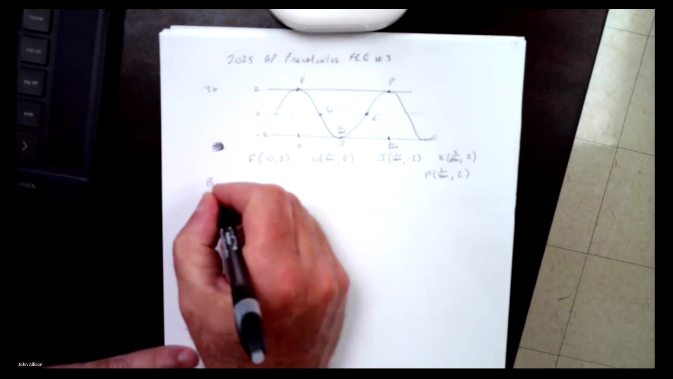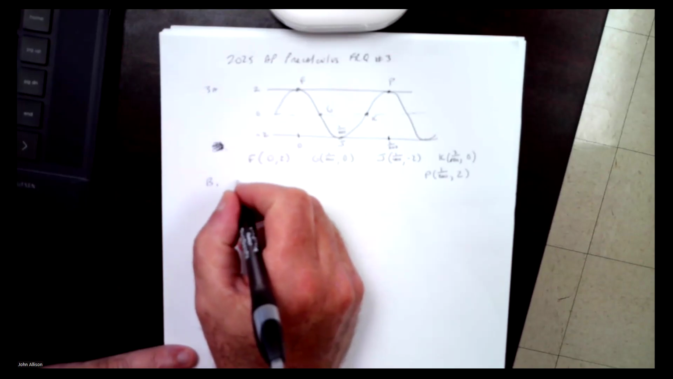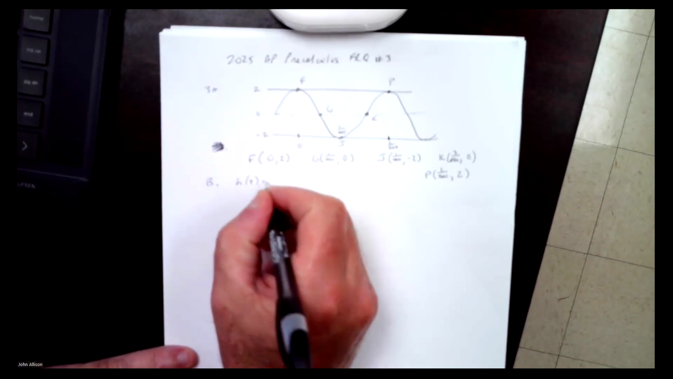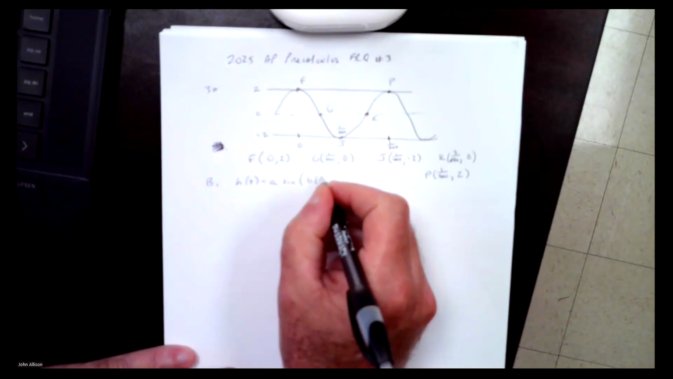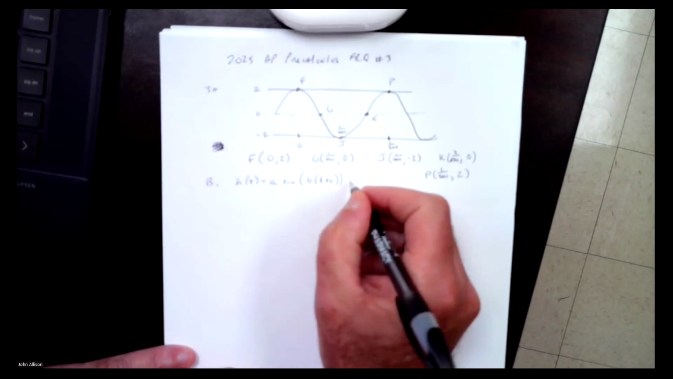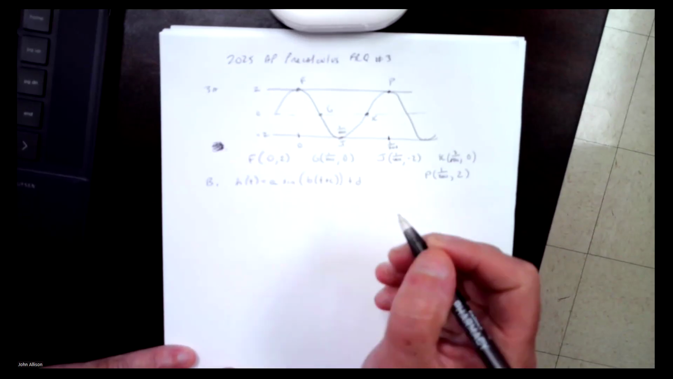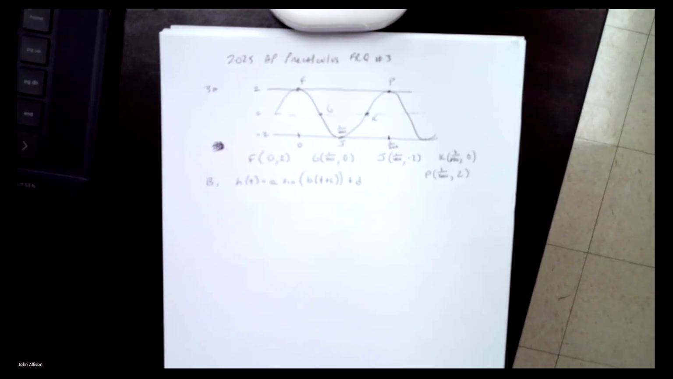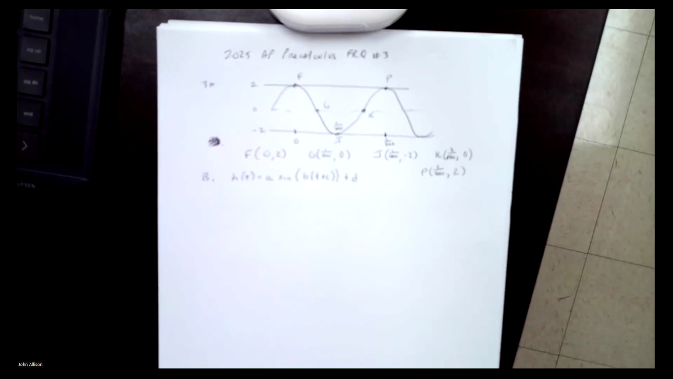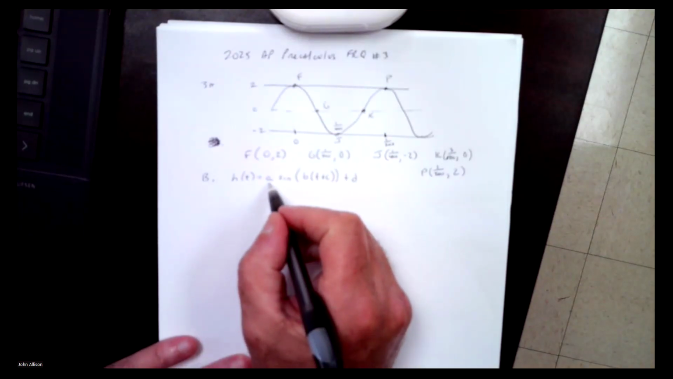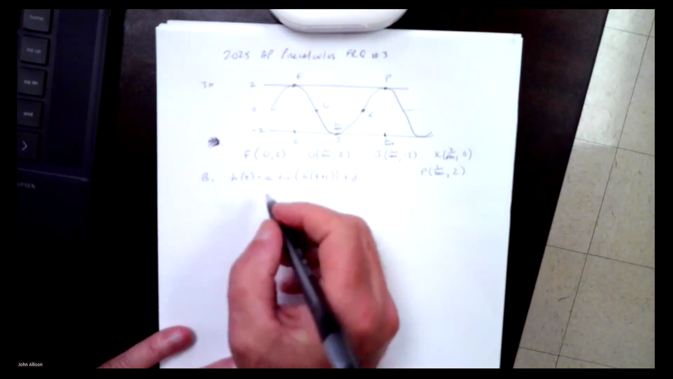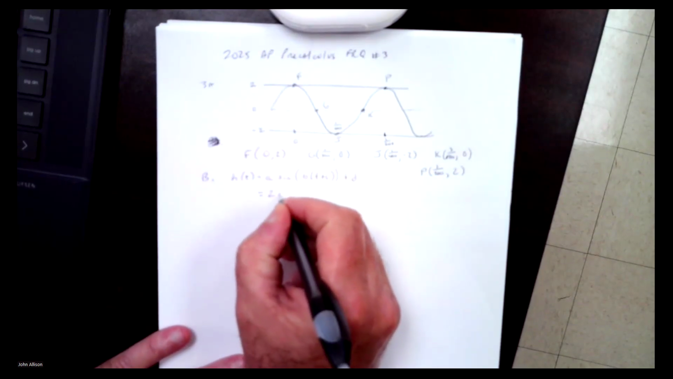So part B: the function can be modeled by h of t equals a sine b of t plus c plus d. Notice they did not start with cosine, even though our first point was its highest point on the curve. We need to find A, B, C, and D with no calculator, right? So we know that A is the amplitude. The amplitude here is 2. So we know A is 2.